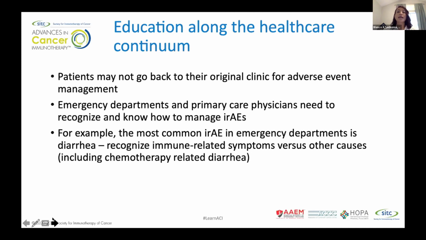So it's important that the community provider be aware of these new novel agents, and I understand that could be quite challenging for them to keep up with all these new novel agents that are coming out, but at least keeping the lines of communication with the treating provider, the treating oncologist, so that we can help manage these IRAEs.